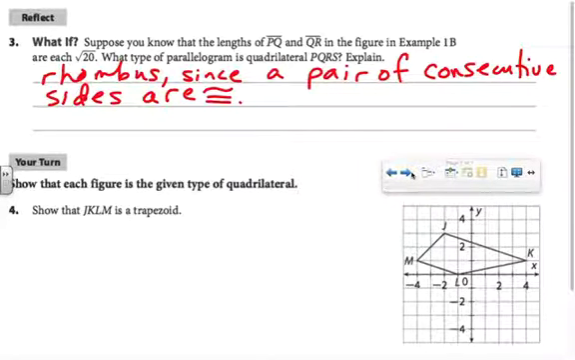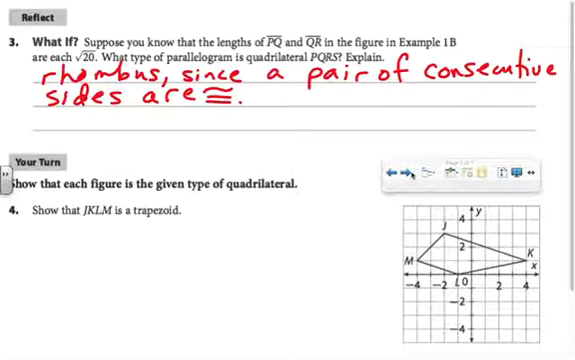In this your turn example, we're asked to do this problem on our own to show that JKLM is a trapezoid. By definition, a trapezoid has 1 pair of opposite parallel sides. Now, looking at it, I would hope that you'd notice JM and LK don't really look like they have the same slope, whereas ML and JK do. So those are the slopes that I'm going to find.